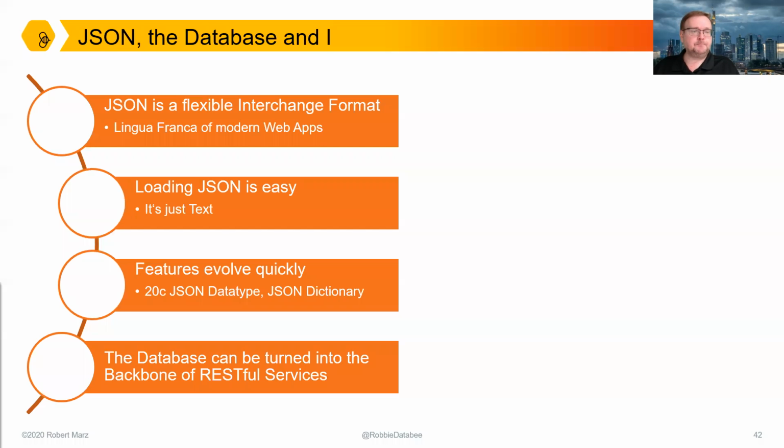Okay, so JSON is a very flexible interchange format. It is the lingua franca of modern web apps. So virtually every web app out there talks JSON when interchanging data nowadays. Loading JSON into the database is very easy because it is just text, and the database deals with it as just text. The JSON features evolve very quickly in the database. JSON was introduced in Oracle 12.1, and every new database version has brought new features. Have a look at Oracle 20c, where we have the JSON data type.